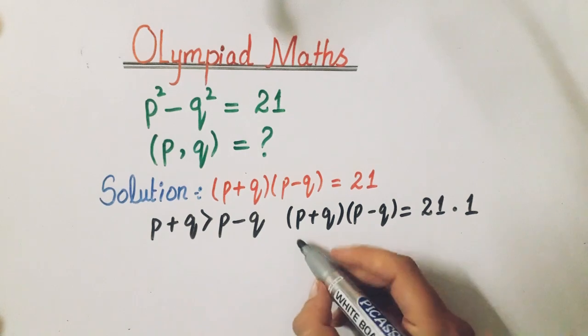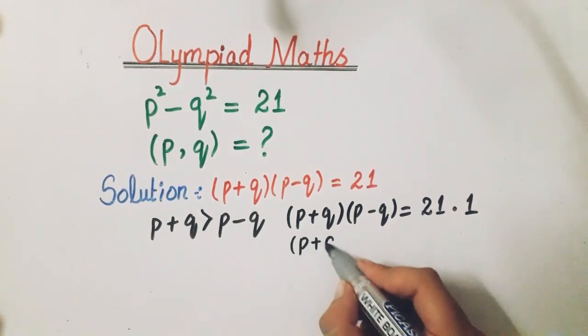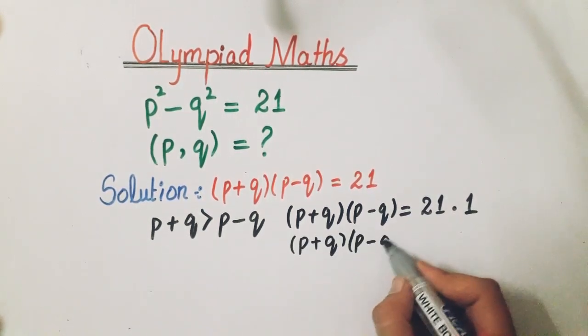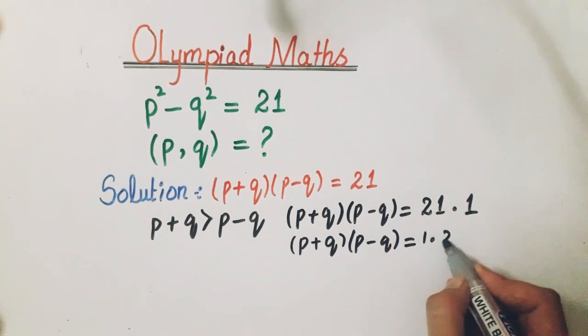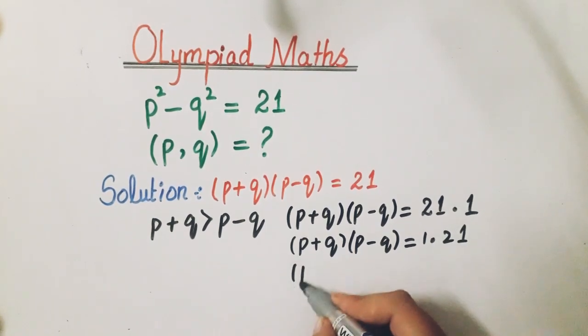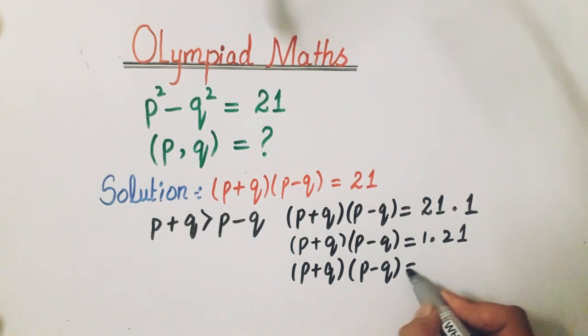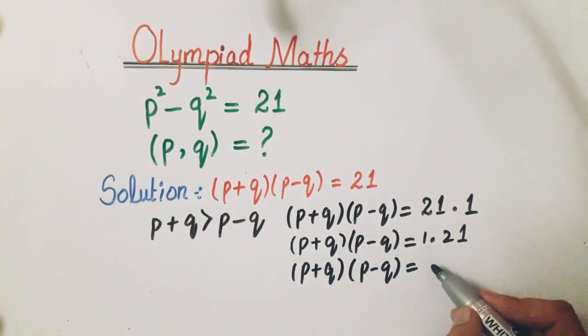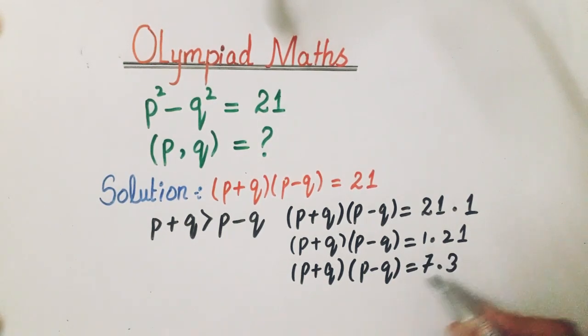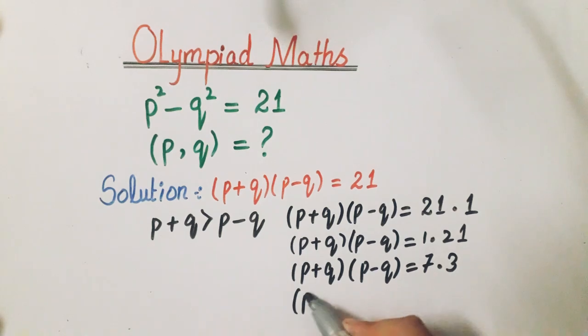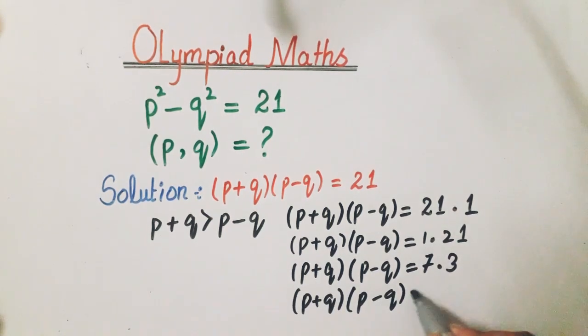Then we can also write (p plus q) into (p minus q) as 1 into 21, and (p plus q) into (p minus q) can be written as 7 into 3, and (p plus q) into (p minus q) can be written as 3 into 7. These are the possibilities for the solution.